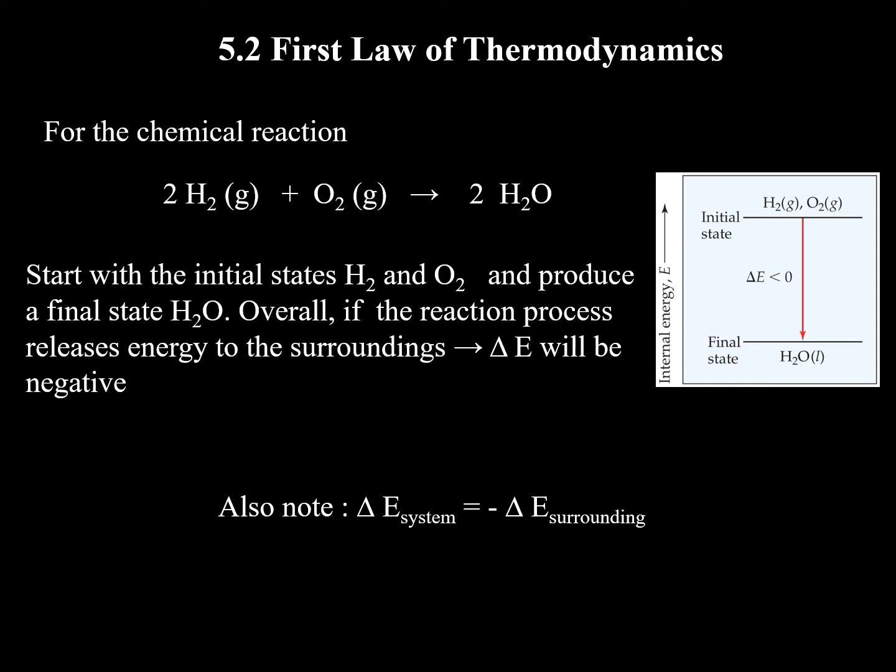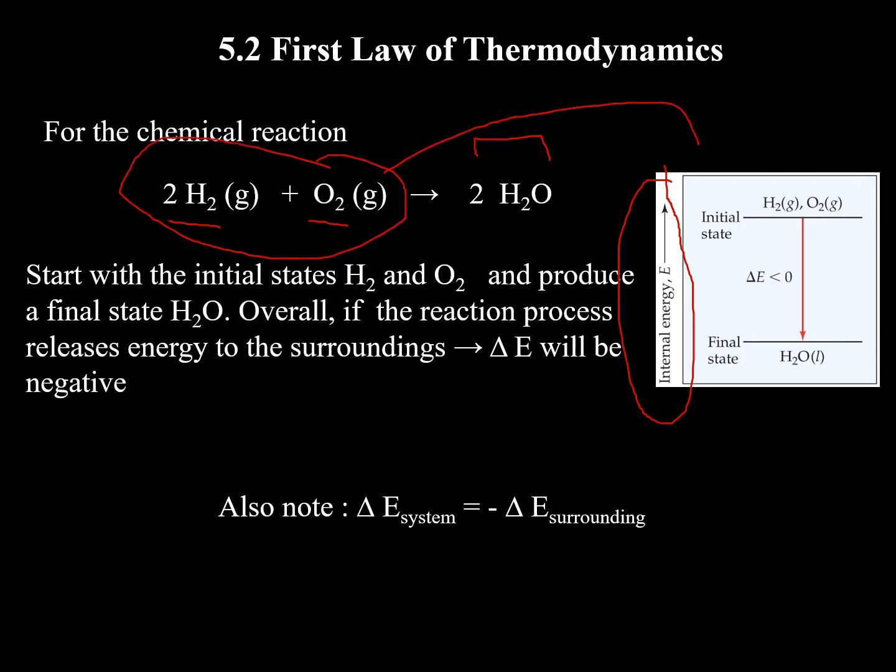Here we have a graph of internal energy. So we had a reaction here of H2 plus O2. Yes, the equation is balanced. 4 H's on the left, 4 on the right, 2 oxygens on the left, 2 oxygens on the right. Here we just want to show that the reactants have a particular energy state. So they have a particular energy.